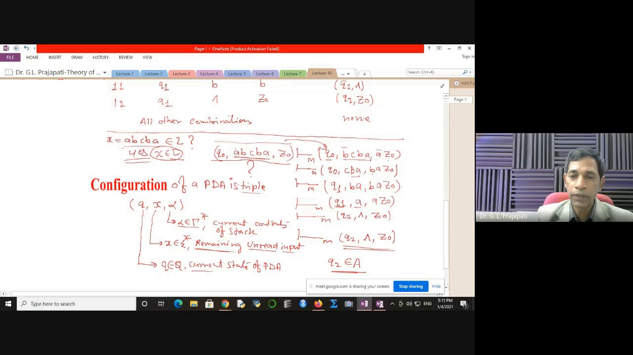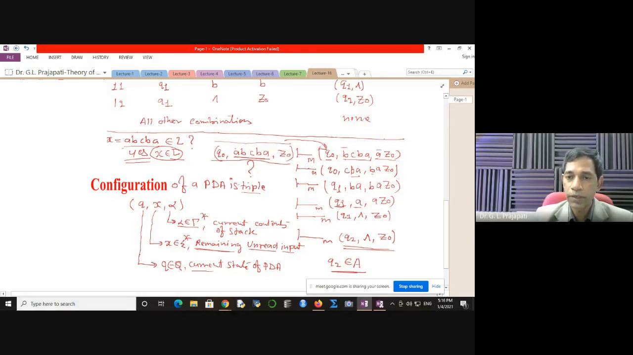BC, BA, and the current contents of your stack is AZ0. This is the string which is stored in the stack. And as usual, once you say this is the current contents of the stack, then the leftmost symbol of this alpha will be in the top of the stack. So the leftmost symbol of the string alpha corresponds to the top of the stack.